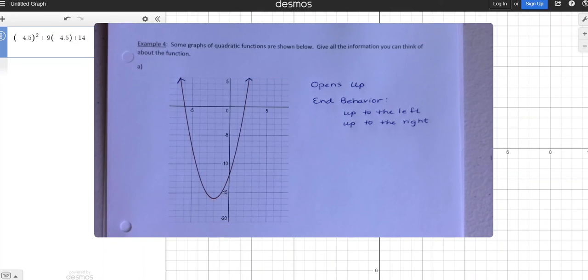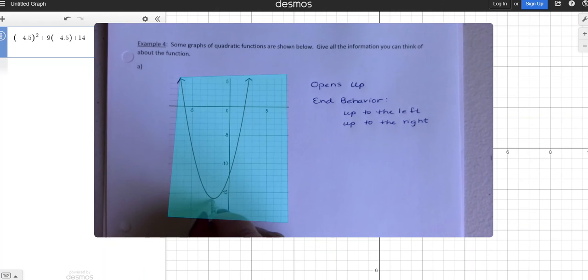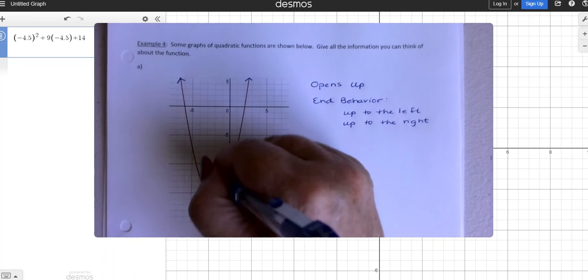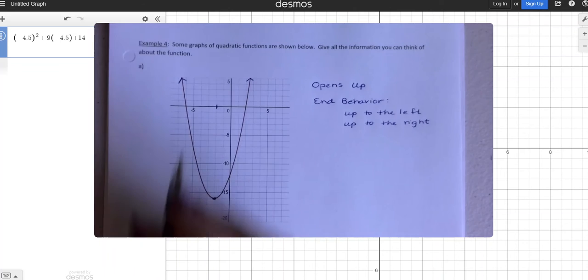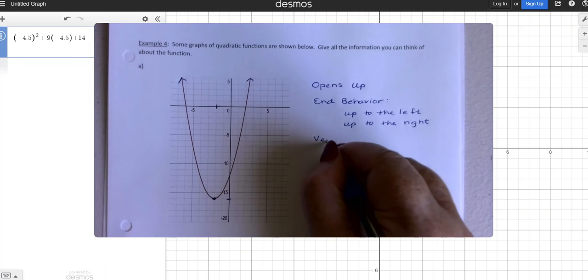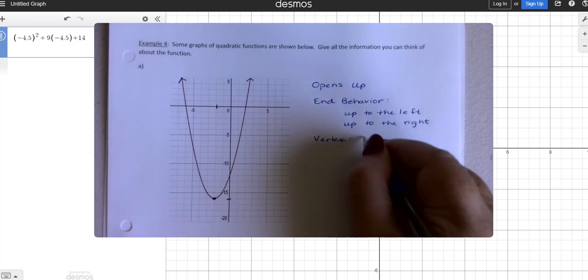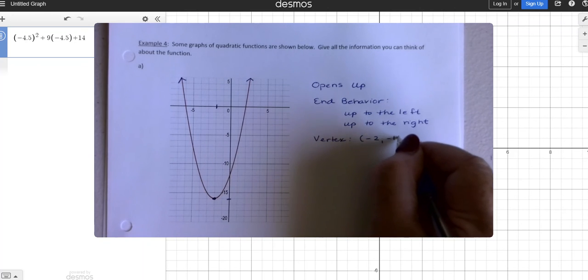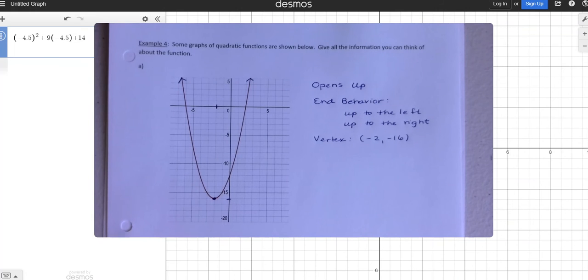What else can I read directly off the graph? Well, I can definitely see the vertex, right? It's right here at, what is that? -2, -16. Is my vertex.